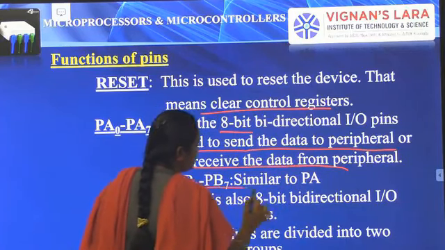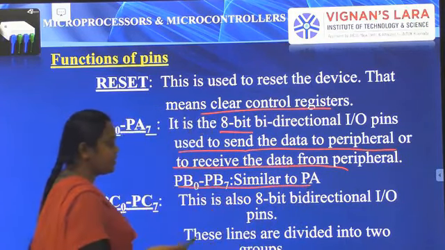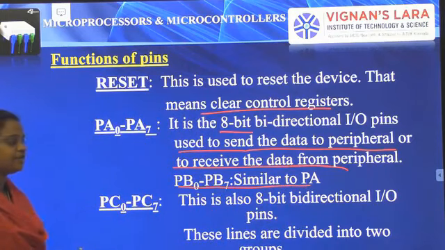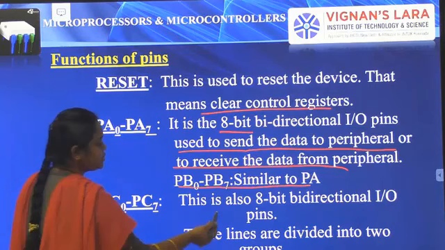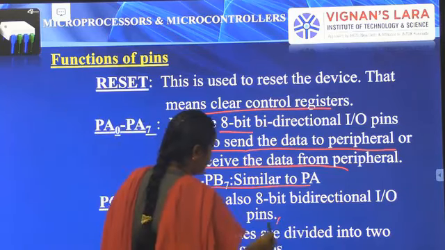PB0 to PB7 is similar to PA, that means whatever the operation by port A is similar for port B. Then port C, PC0 to PC7. This is also an 8-bit bidirectional input output pin set.